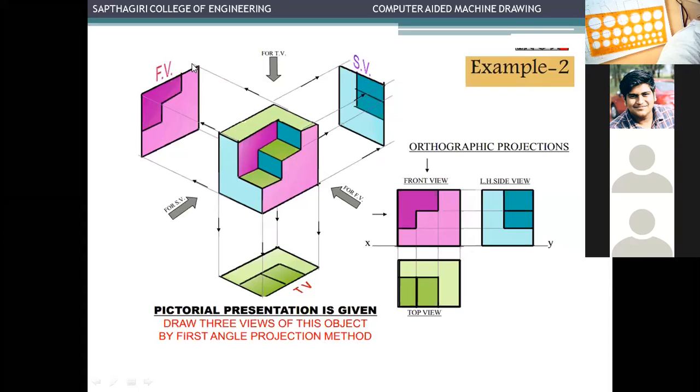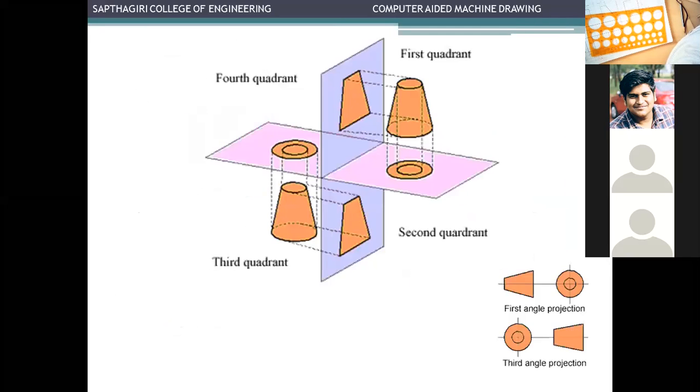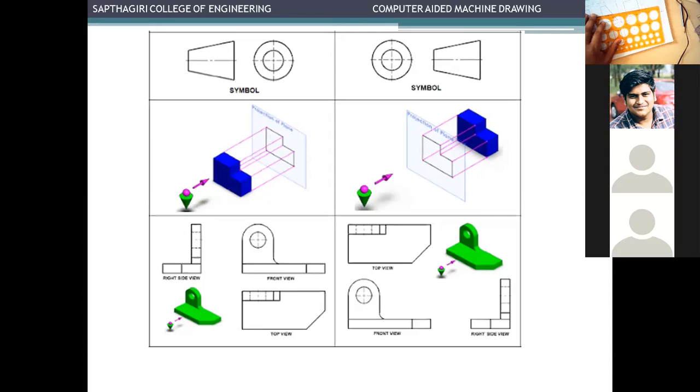Last week we discussed orthographic projection. I hope you are familiar with orthographic projection, the concepts, and first quadrant projection and third quadrant projection. And by default, we will be discussing only first angle projection, that is first quadrant projection, and representing the solutions with respect to the same parameters.